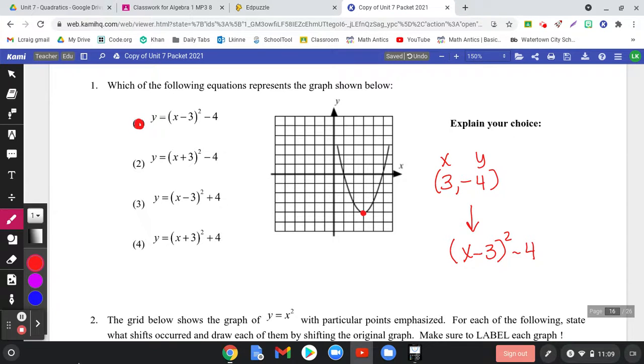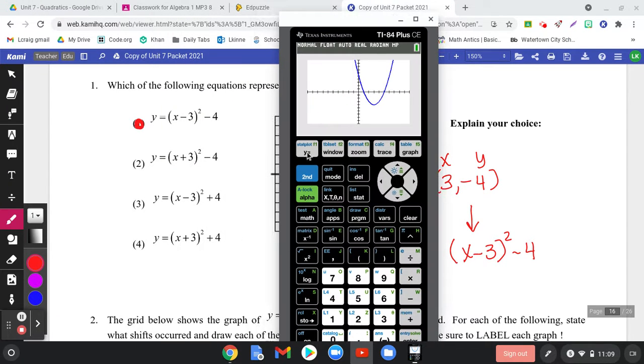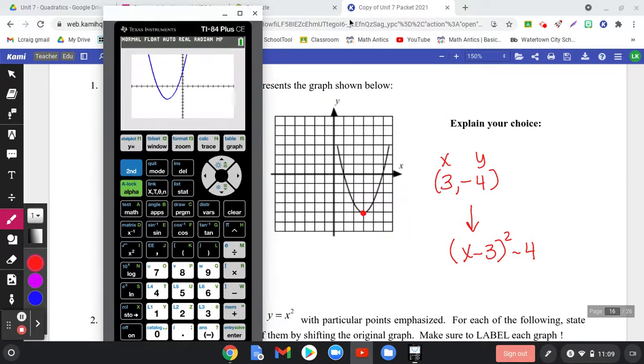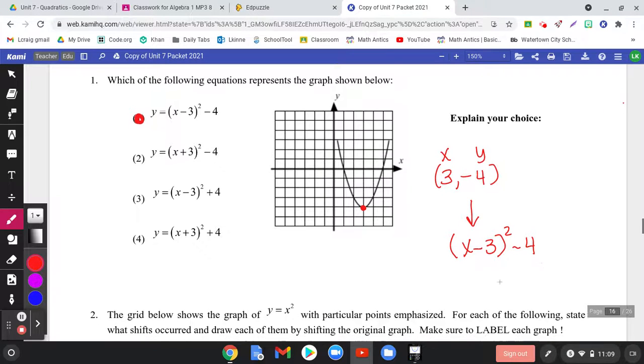But again, if you were to put each of these into your graphing calculator, let me just show you real quick. X minus 3 squared minus 4, and look at the graph, you should see that that's very similar. If you, for example, looked at the next one, maybe you thought it was +3 because that's what the vertex is. If you put that into your calculator and took a look at it, it's not in the same location. So you can easily use your calculator to help you with these things.